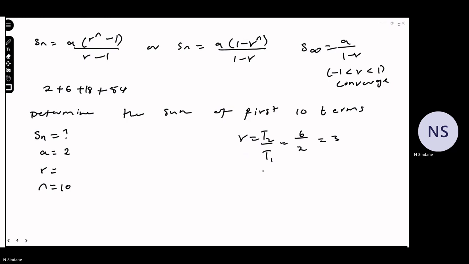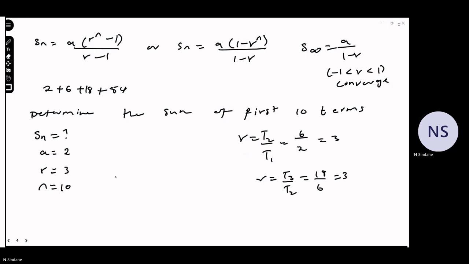Again, r is equal to T3 divided by T2. This is 18 over 6, which is 3. So always try to check two of these. Calculate two values of r to check whether it is a geometric sequence or not. If it doesn't give you the same answers, recheck. If you see that it doesn't give you the same answer, that is not a geometric sequence. Therefore, the value of r in this case is 3.